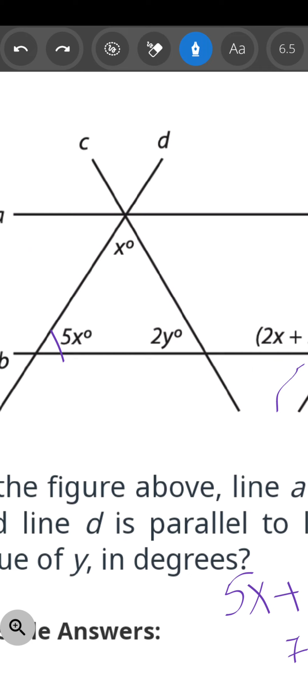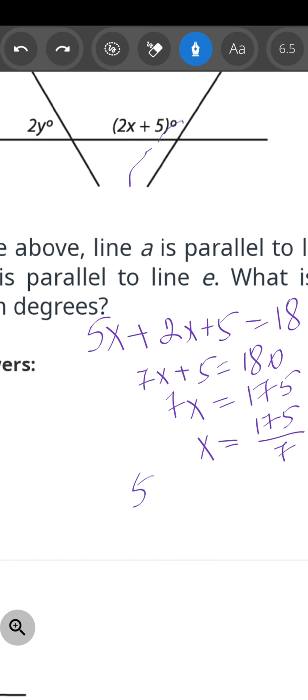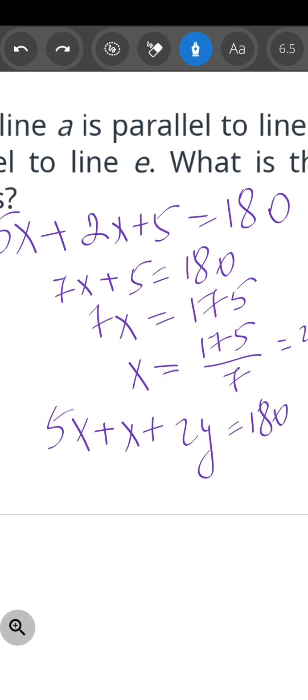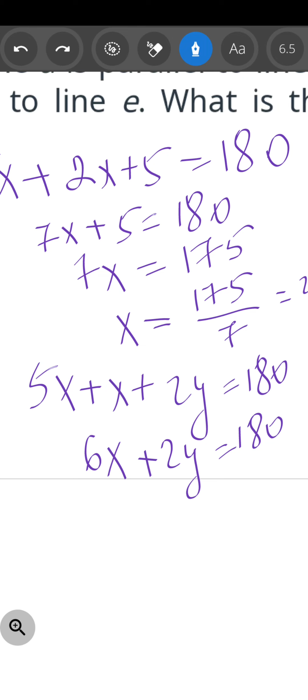And we know that the sum of the interior angles of a triangle must be equal to 180 degrees. So let's write 5x plus x plus 2y is equal to 180 degrees. Combine like terms 5x and x, we'll get that 6x plus 2y is equal to 180 degrees. Divide both sides of this equation by 2, we'll get that 3x plus y is equal to 180 divided by 2, that is equal to 90 degrees.